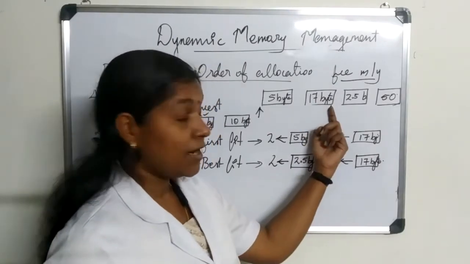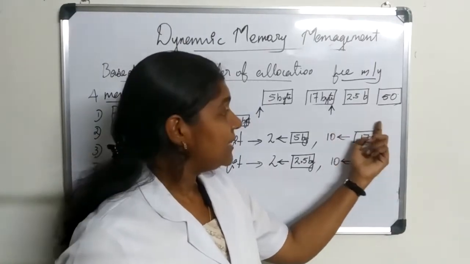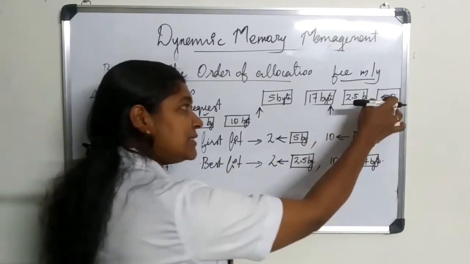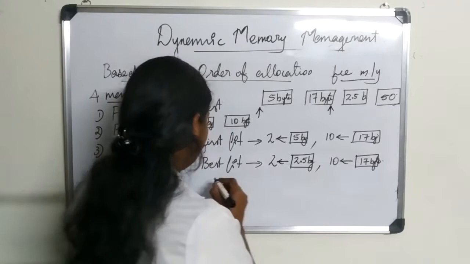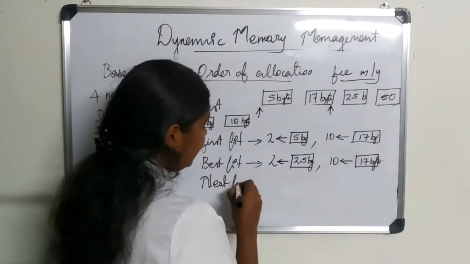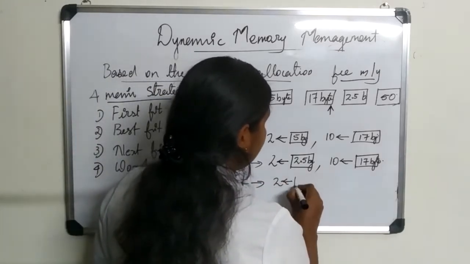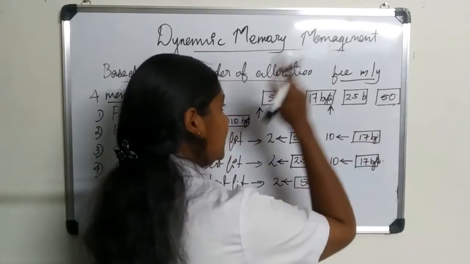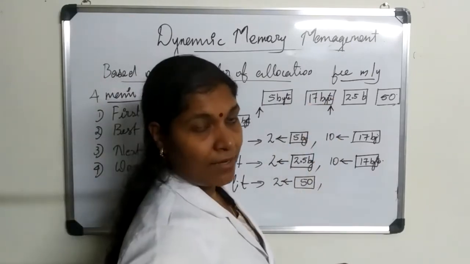Even though we start from this location, it will move on, because this one is already allocated. Then it will move on to the next location, that is 50. That is capable of satisfying the request of 2 bytes anyway. So in next fit, for the 2 byte memory request, it would allocate the 50 bytes, and then again 5 and 17. Suppose 17 is already allocated.